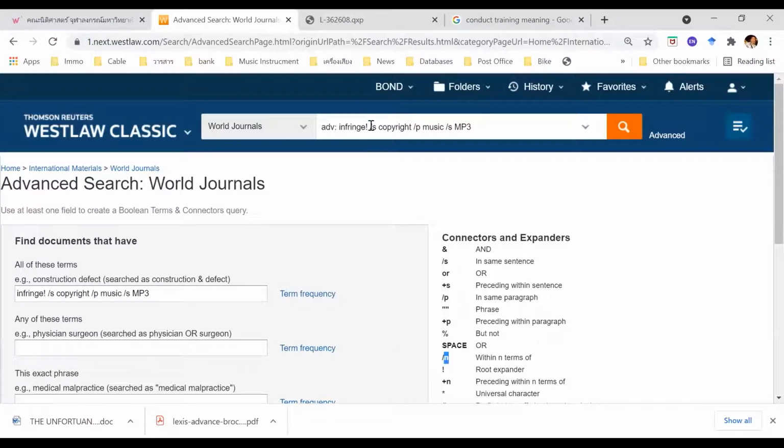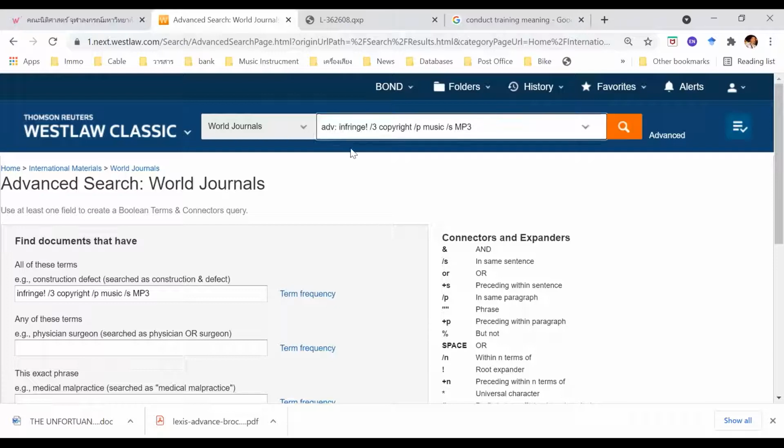So I want to control. The infring and copyright have to be found within 3 words. It's more narrowed down than sentence. So just start with infring /3. 3 means within 3 terms, 3 words. And the same paragraph with this, and this is start searching.